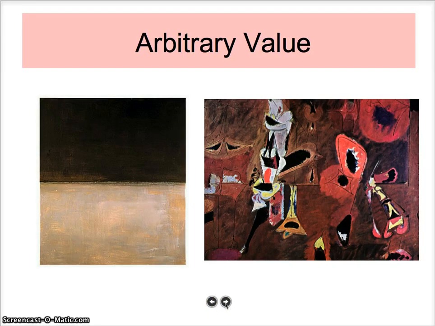Arbitrary value. Contemporary modern artists often use this in their images where there are no representational forms. We have pockets of black, pockets of white in this picture, interspersed with the color. And here we have just a whole painting based on dark and light.